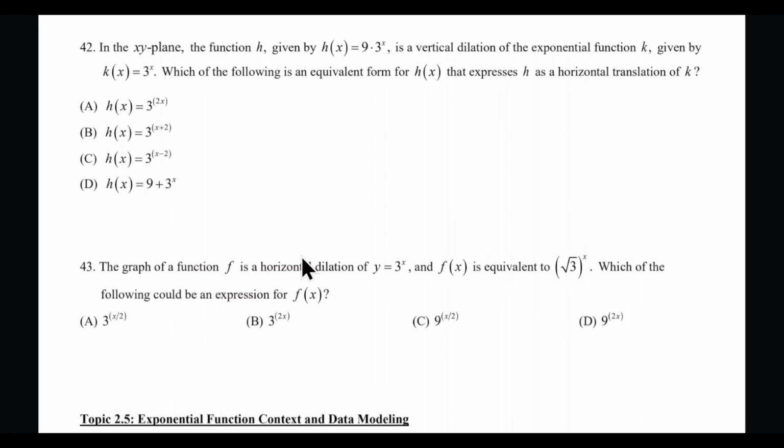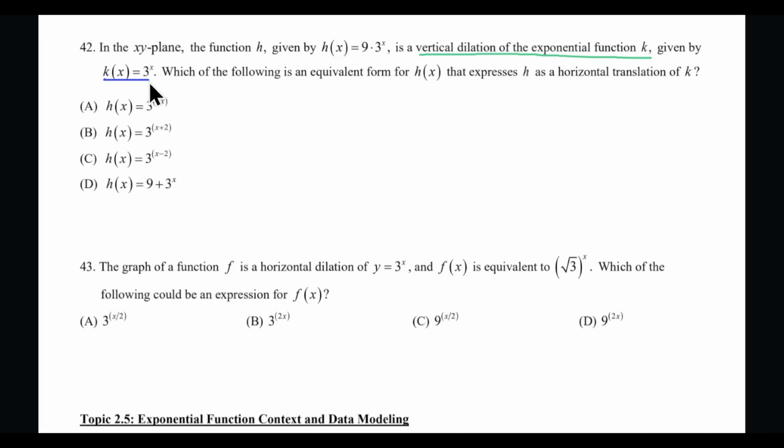All right. In the xy plane over here, this is about transformation. They are saying that this function undergoes a vertical dilation of the exponential function k and becomes this. So what is the equivalent form of h that expresses h as a horizontal translation of k? I hope you understand the question.